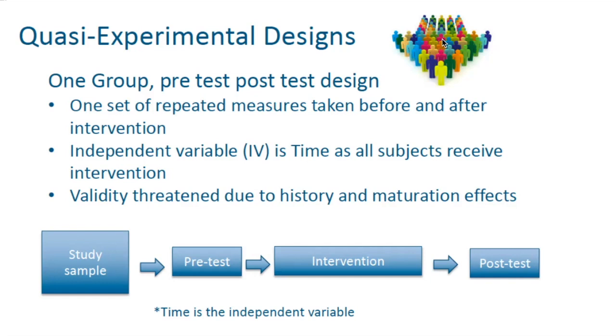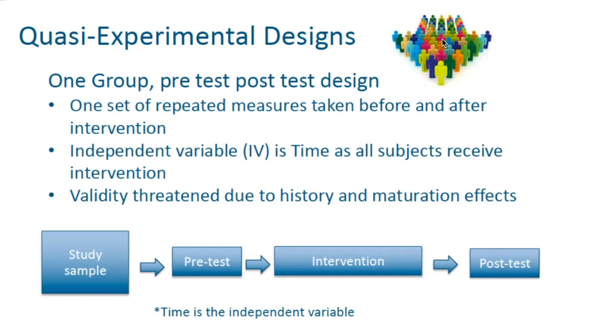So here's a one-group pre-test, post-test design. You're not having a control group. You've got one group, and you are doing the baseline measurements of the pre-test, and then you're doing the intervention, and then you're doing the post-test.